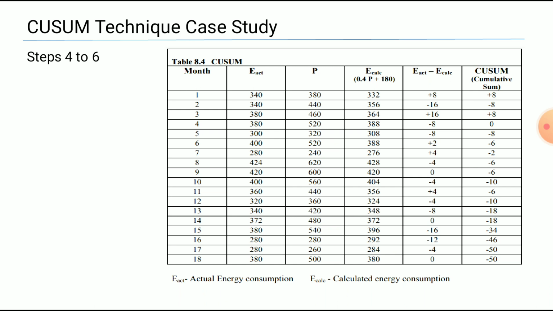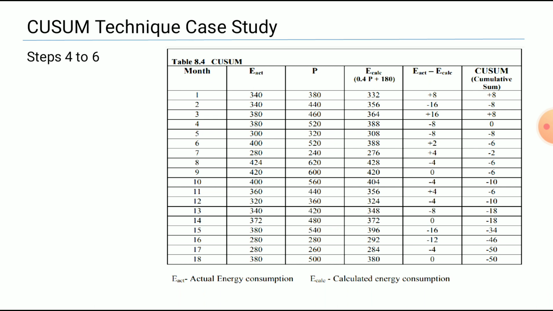The first column indicates the months, the second column indicates the actual energy usage, the third column indicates the production, the fourth column indicates the expected energy usage, the fifth column indicates the difference between actual energy and calculated energy, and the last column indicates the CUSUM technique, with the help of which we calculate the energy saving.